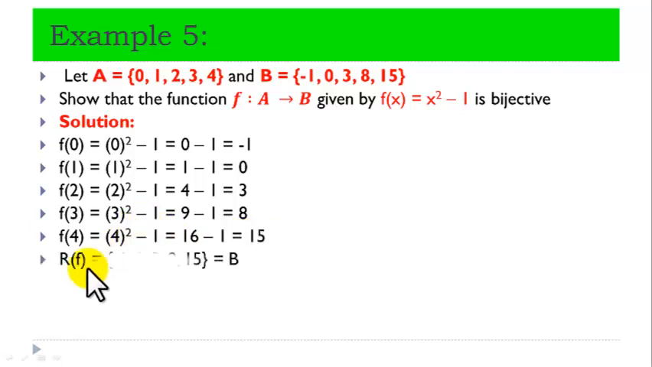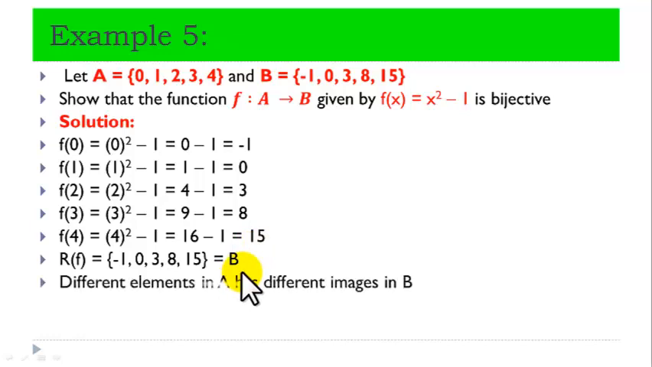Therefore, the range of f is the set of all these images, which consists of the elements -1, 0, 3, 8, and 15. Clearly, this set is the same thing as the codomain B. And also, all the elements have different images. Hence, the function is one-to-one and it is onto. So, therefore, the function f is a bijective function.